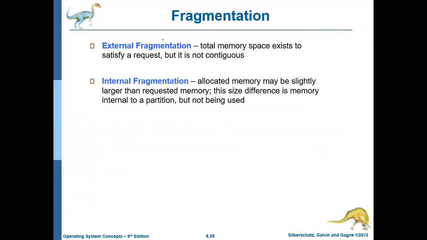This we have already discussed. External fragmentation is the one that is created by variable size partitioning. You have sufficient memory space in total: if you combine all the holes, then you have sufficient memory space to satisfy the request of a particular process. But these holes are not contiguous. This problem is called external fragmentation, which is created by variable size partitioning.